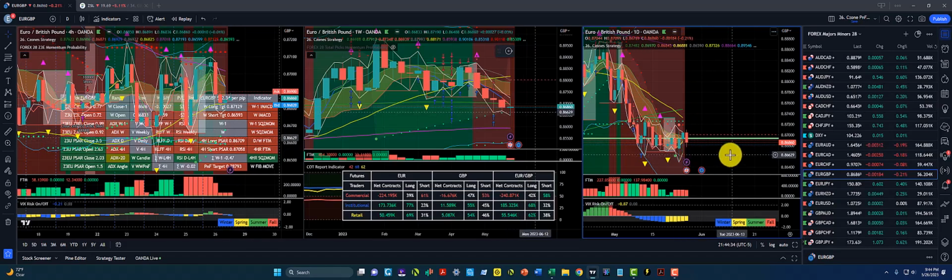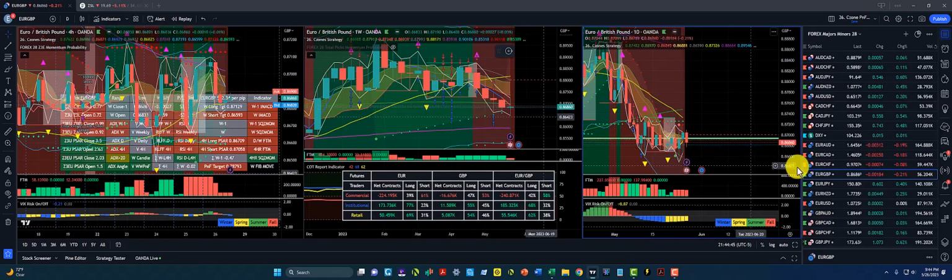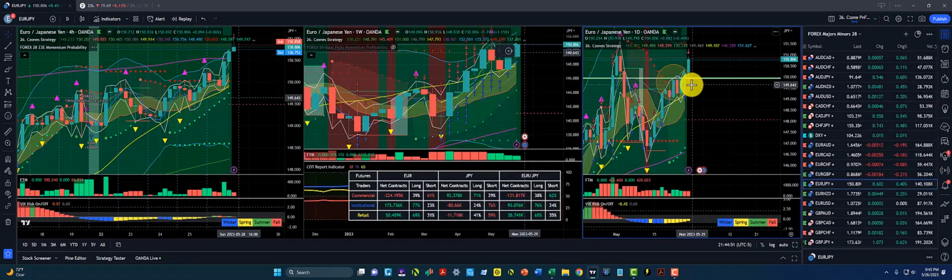Euro British pound, we had a loss of $241. Initial entry order was here. No further trades the rest of the week. VIX and FTM not in agreement. Overall loss here, $241. Euro Japanese yen, wonderful gain to the upside. Nice overall gain of $667.